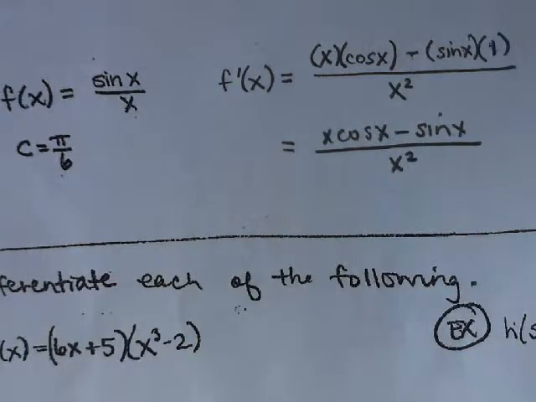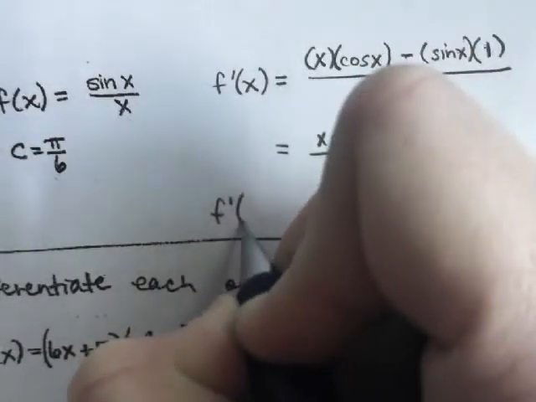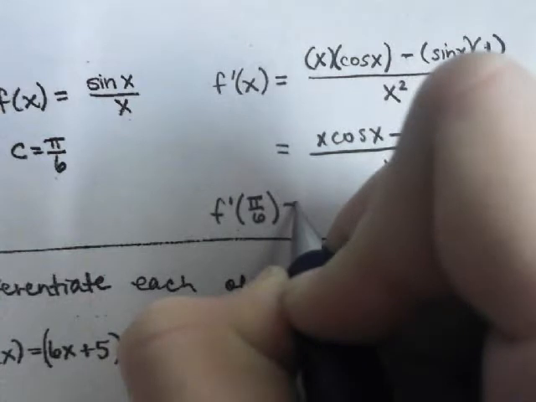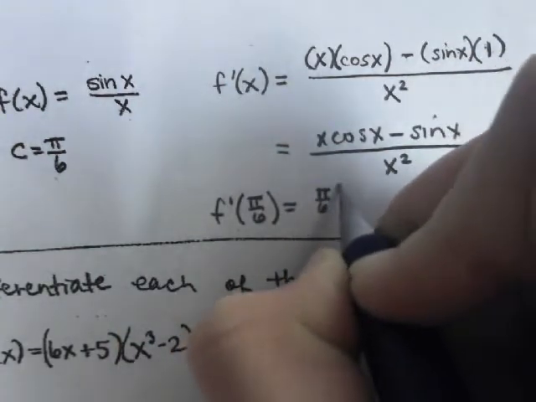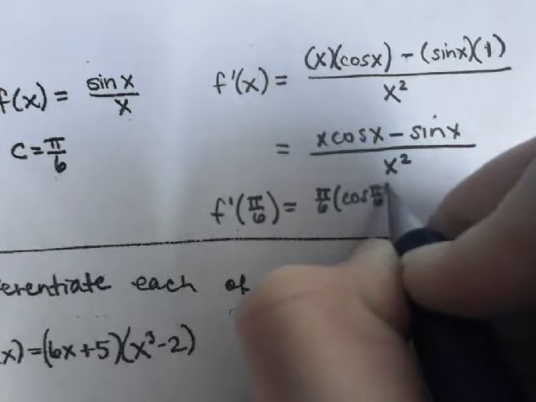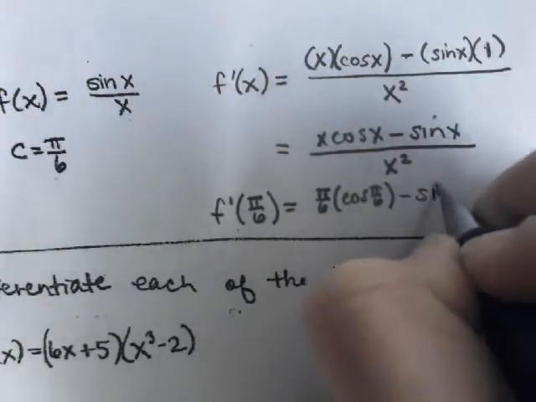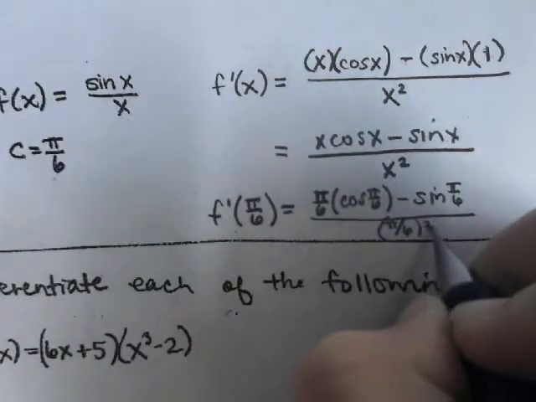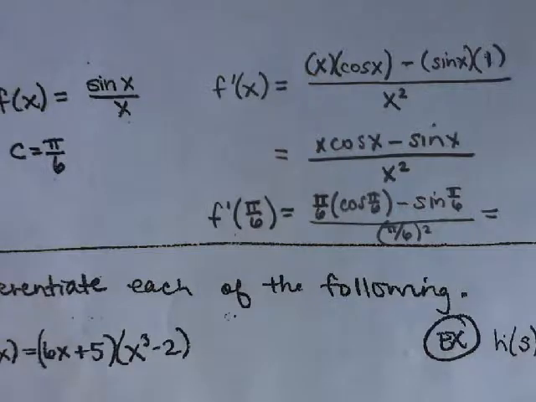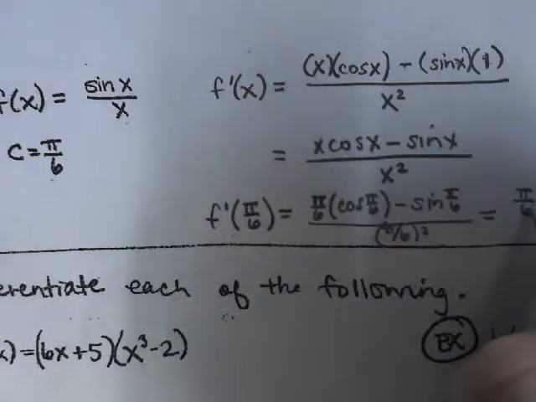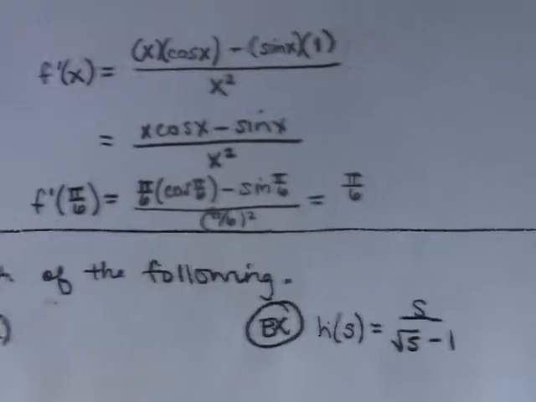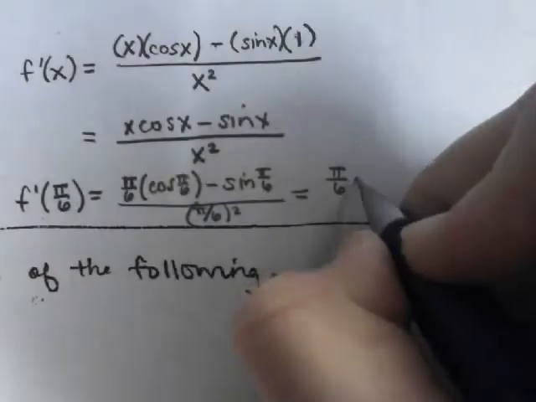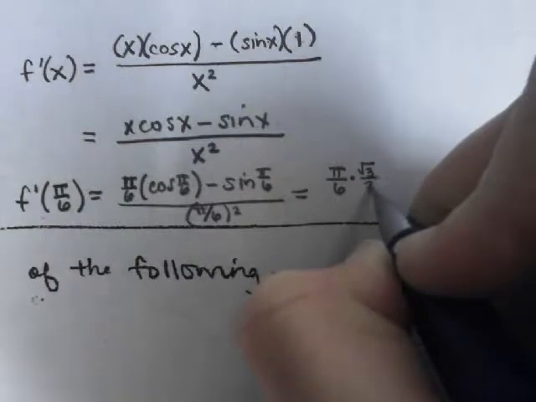Good enough. Now to find the value of the derivative at pi over 6. f prime of pi over 6. And I'm just plugging it in. So that's pi over 6 times the cosine of pi over 6, minus the sine of pi over 6, all over pi over 6 squared. What's the cosine of pi over 6? Nope. Root 3 over 2, good. And the sine of pi over 6?